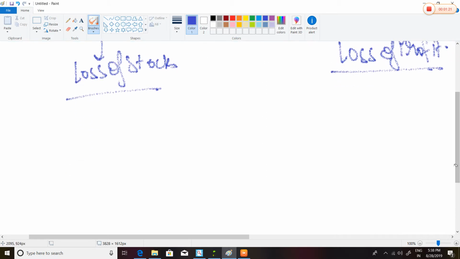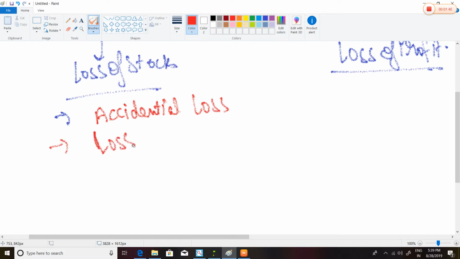Now, loss of stock. The loss of stock is what we call accidental loss. Let's say loss by fire. Just note down the keywords. Loss by fire, or loss by theft. Now next thing.